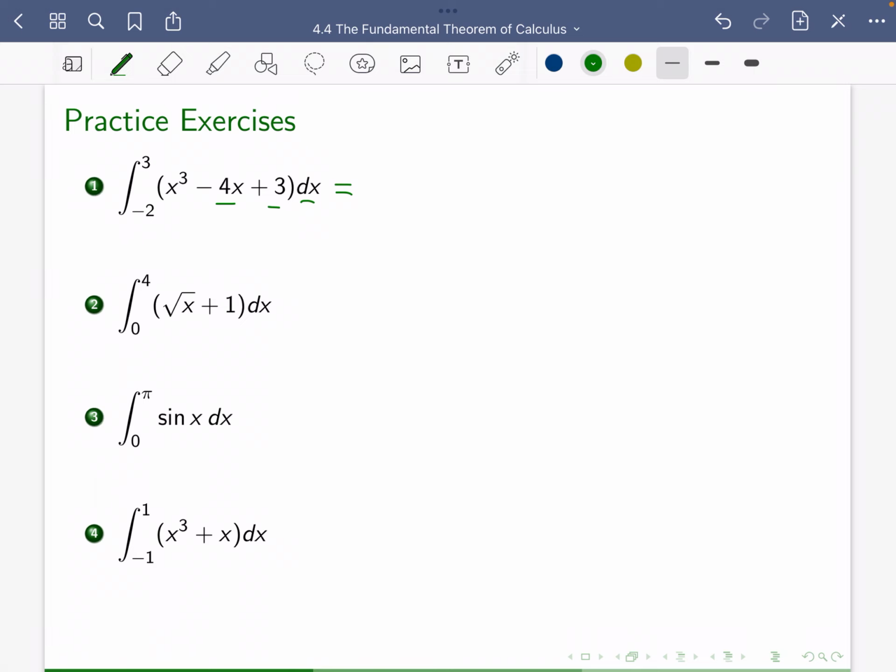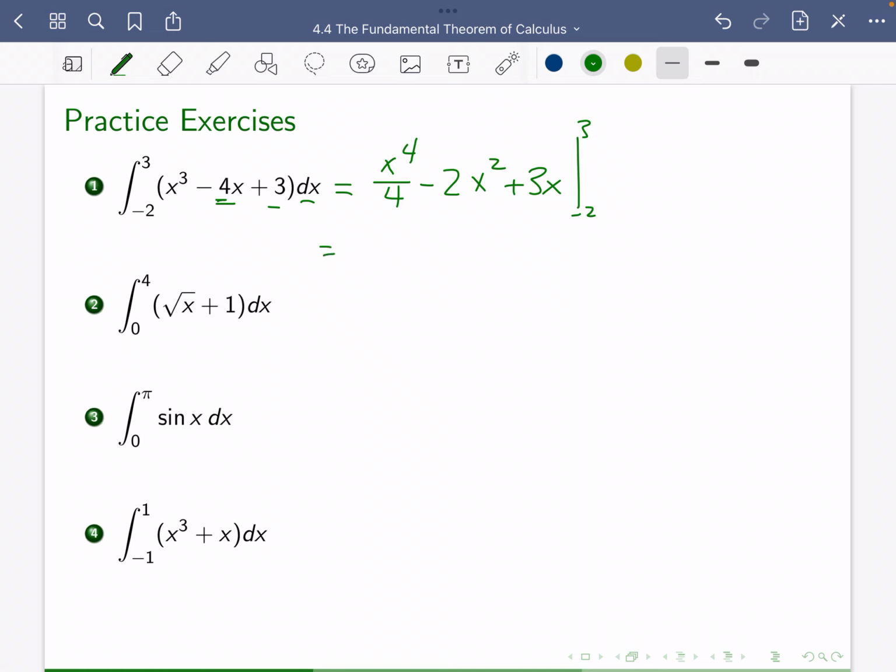So we will add 1 to the power, x to the fourth, divide by the new power, minus x squared, add 1 to the power, divide by the new power. So we divided that 4 there by 2 to get 2, plus 3x. And we're going to evaluate that from negative 2 to 3.